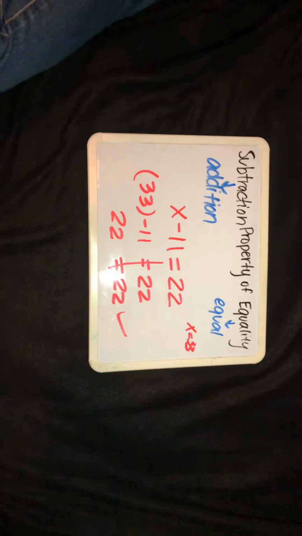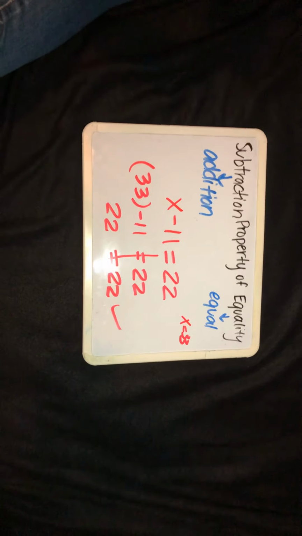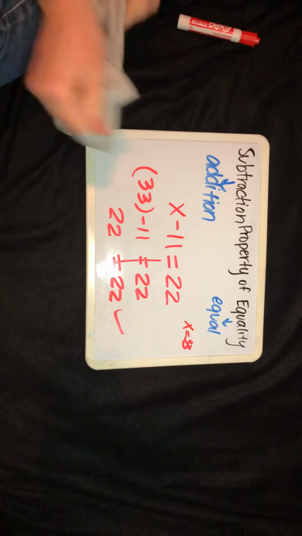So, I hope you guys understand the subtraction property of equality and the addition property of equality. I do want to show you one thing, if we make a mistake, if we mix these up, and show you why it wouldn't work.